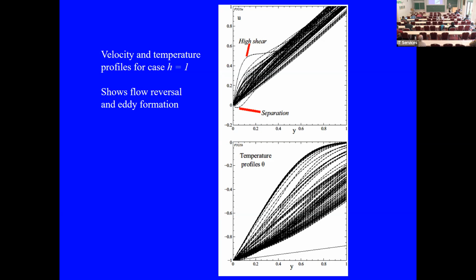After that, icing takes place, the hump gets smaller, and you gradually go back to a uniform shear flow, that's this profile, plus not particularly large disturbances. Likewise, in the temperature profiles, there's quite a big variation at first, but eventually you go back to a simpler shape.